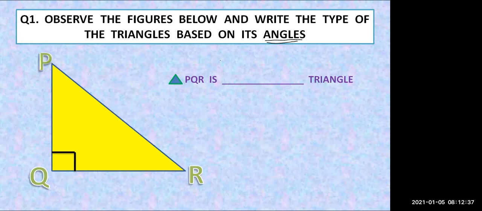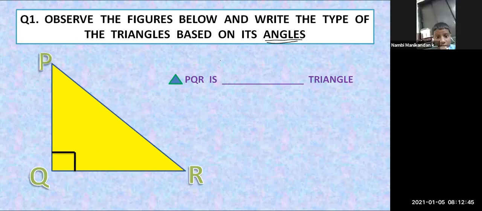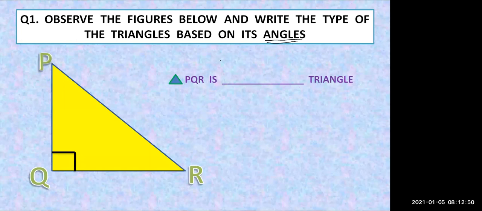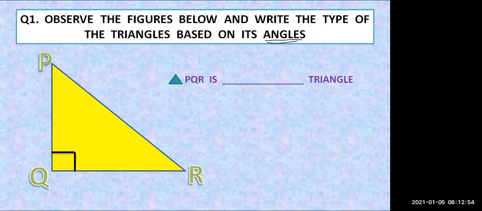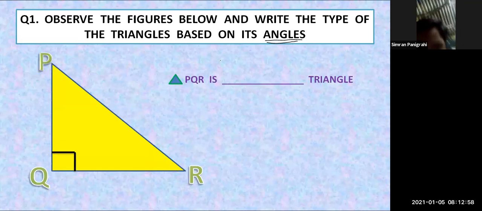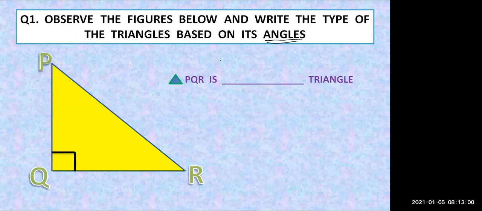Hello. Simran, can you give the reason why it is a right angle triangle? Anyone? It is 90 degree. Which angle is 90 degree, beta? Right angle. Okay, but in this triangle, which angle is 90 degree? Angle PQR. Very good. Angle PQR is a 90 degree angle. So triangle PQR is a right angle triangle.